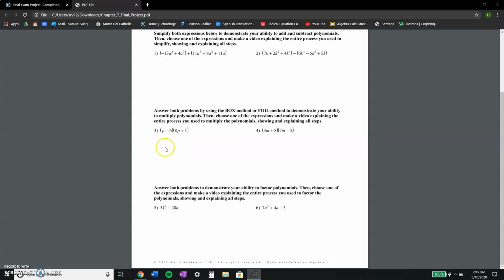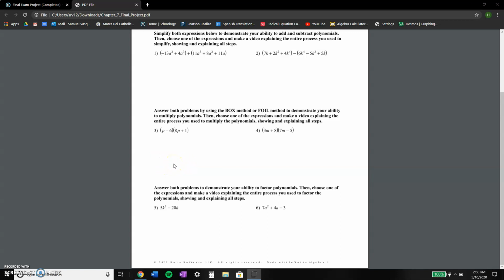So to start out with the box method, first of all, you're going to want to make a box and then you're going to want to do a line down the middle and a line across, right? Make 4 spaces. And at the top, you're going to want to put 8p and on the right 1, and then on the left top, it's going to be p, and then on the left bottom, it's going to be negative 6.